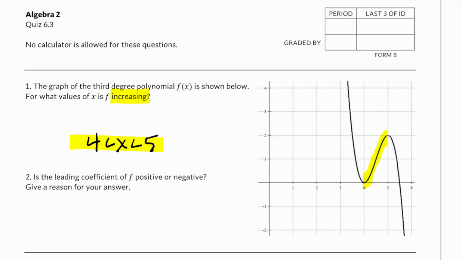And if you wanted to write this in interval notation, you could definitely do that, but I'm just going to leave this in inequality. And then, is the leading coefficient of f positive or negative? Give a reason. I'm going to say, all right, the leading coefficient is going to have to be negative because this is a third degree polynomial. They told us it was a third degree polynomial. And I'm seeing this end behavior that I'm kind of coloring in red. Okay, so it's got to be negative.